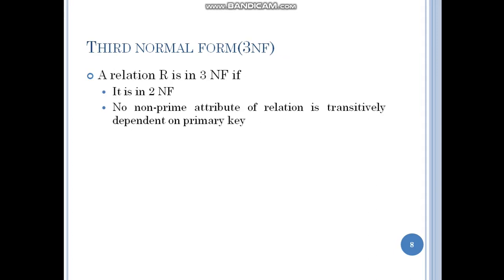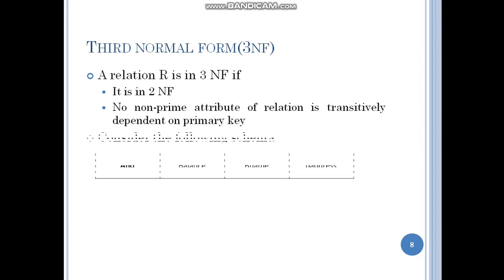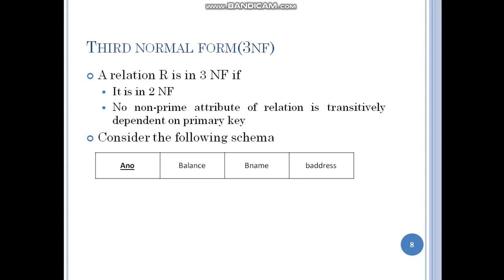Third normal form. A relation R is in third normal form if it is in second normal form and if no non-prime attribute of the relation is transitively dependent on the primary key. Consider the following schema: account number, balance, branch name and branch address. Here clearly it is in first normal form and second normal form.